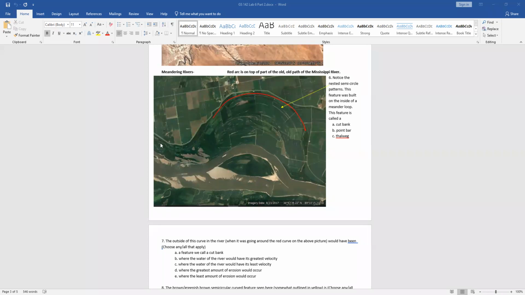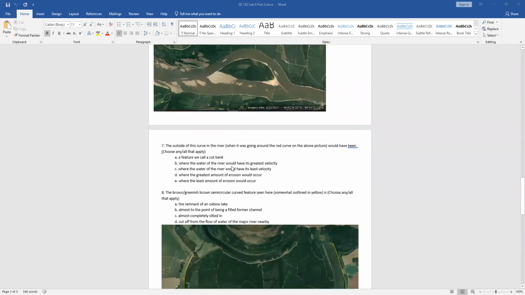Okay. Now, way back, the river used to flow here. So notice the nested semicircles of patterns. So this feature here was built on the inside of a meander loop. This feature is called, is it a cut bank, a point bar, or a thalweg? Because these nested patterns here are from sedimentation. Periodic continuing sedimentation, okay?